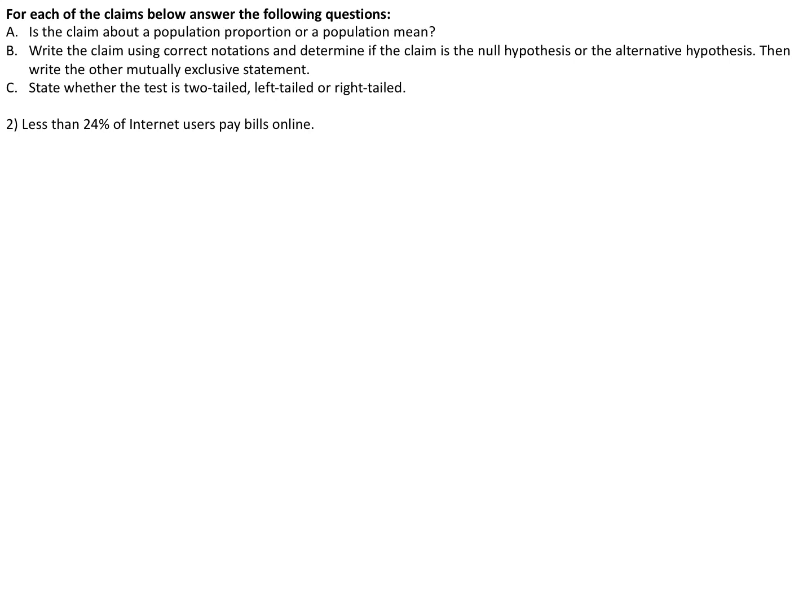Let's take a look at a few more examples. In example 2, the claim is that less than 24% of internet users pay bills online. So for question A here, because the claim is talking about the percent of internet users, I know that I'm dealing with a population proportion. So the notation that I'm going to use in my hypotheses is going to be some p-value.